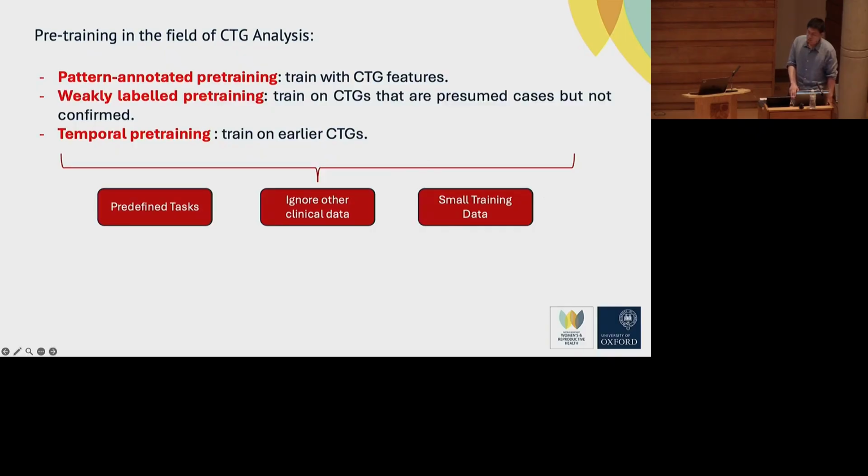So pre-training in the field of CTG analysis is nothing new. They are generally split into three categories. The first teaches the model to recognize known CTG features. The second type involves training on weak labels, such as suspected but not confirmed cases, to nudge the model in the right direction. The third one trains the model on earlier CTG from different gestational periods.